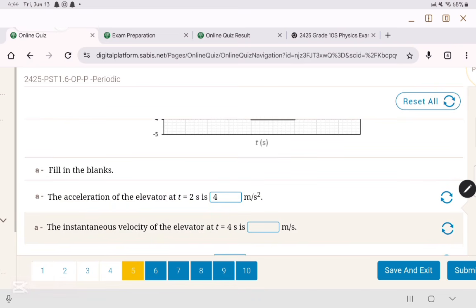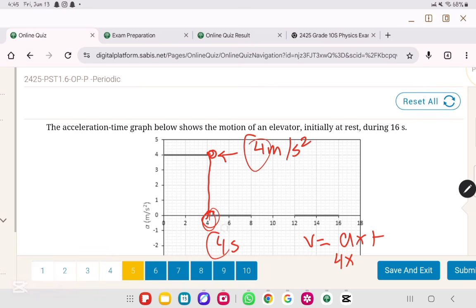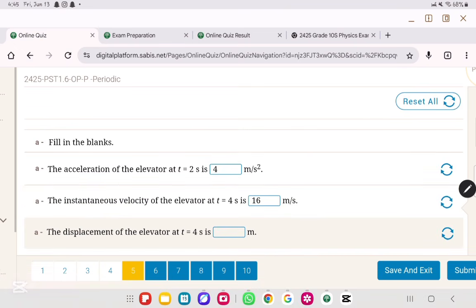Now the instantaneous velocity of the elevator at time 4 seconds. So how do we find the instantaneous velocity? First of all, at 4 seconds, if you go up, you will see that it has an acceleration of 4 meters per second squared. But we also have the time, which is 4 seconds. Very simply, velocity is equal to acceleration times time. So it's the acceleration, which is 4, times the time, which is also 4. So 4 times 4 is 16 meters per second. Right? We move on to the next part.